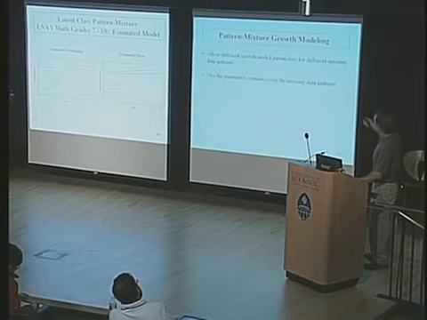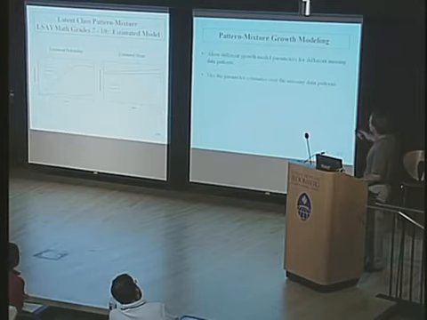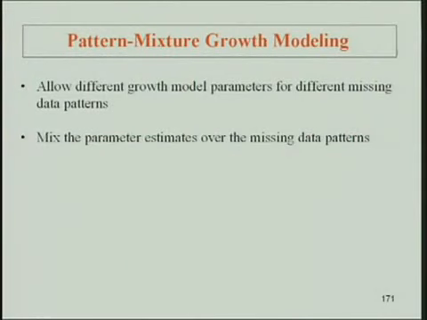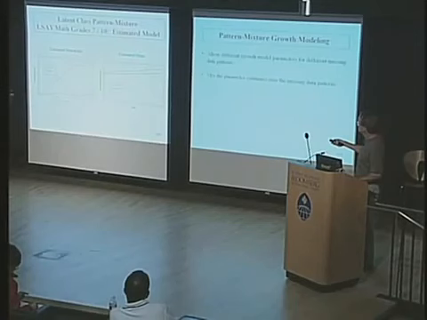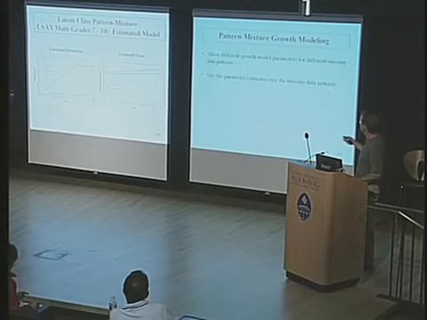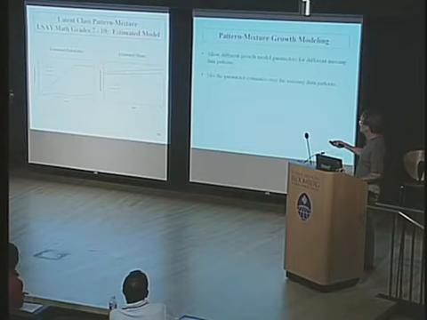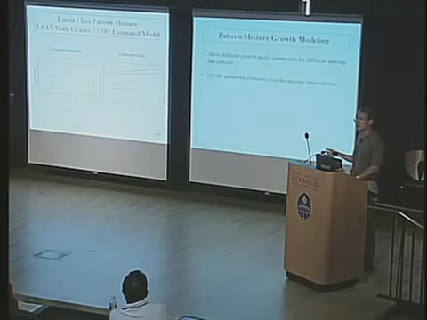Pattern mixture growth modeling. On slide 171, we said that we would allow for different growth model parameters for different missing data patterns. We have done that also in the latent class version of the pattern mixture. We allow for different growth model parameters. Now we can weight them together, mix the parameter estimates over the missing data patterns, in this case over the latent classes, which will be some kind of weighted average of these two curves on the left slide. And that result is going to be different than the MAR result.